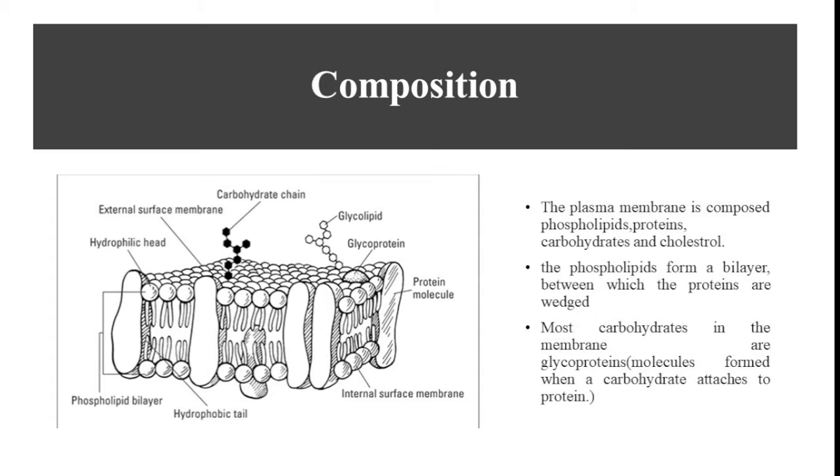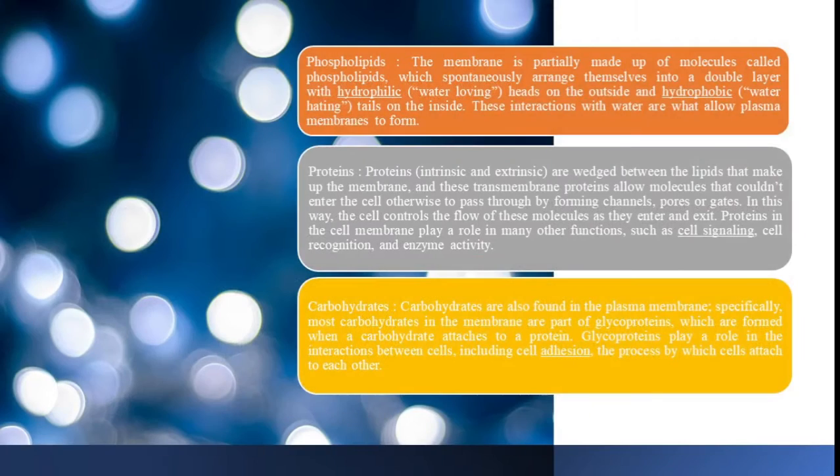Most carbohydrates in the membrane are glycoproteins. The phospholipids arrange themselves into a double layer with hydrophilic heads on the outside and hydrophobic tails on the inside.